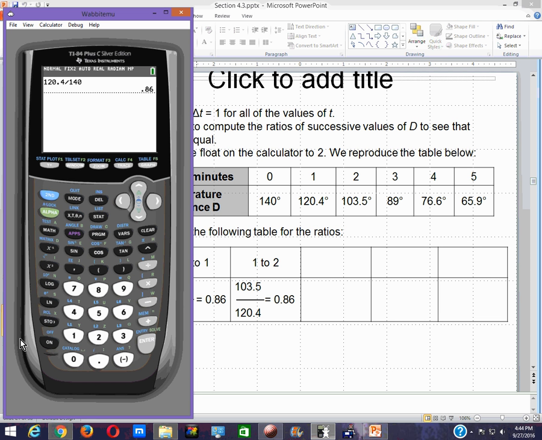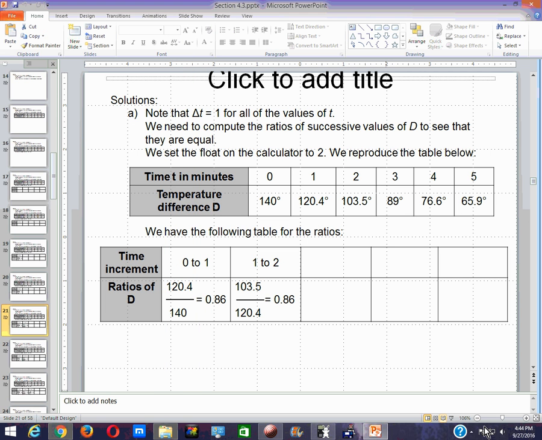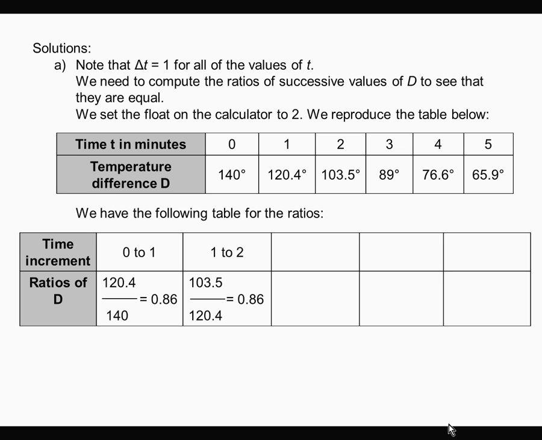Our next time increment is from 1 to 2. We're going to look at 103.5 over 120.4. It works out to be 0.86 again. Again, you can verify that easily with your calculator: 103.5 divided by 120.4. The next time increment is from 2 to 3. The ratio is 89 over 103.5, which is also 0.86. Again, I will leave that to you to verify in your calculator.